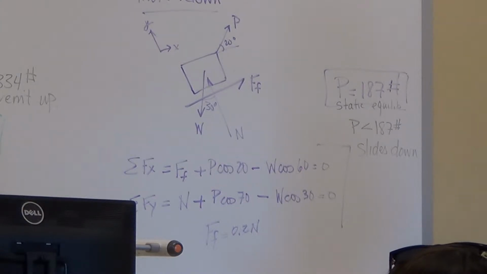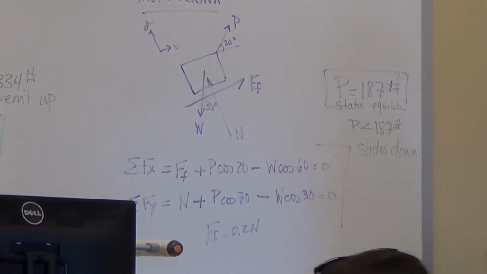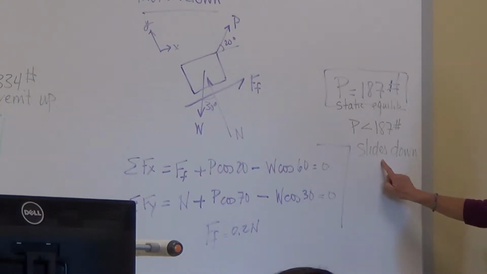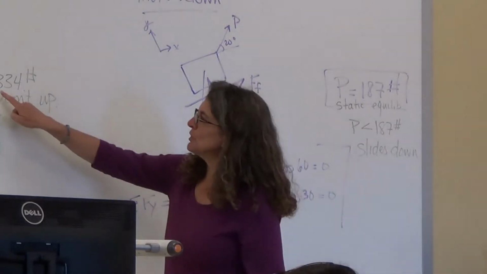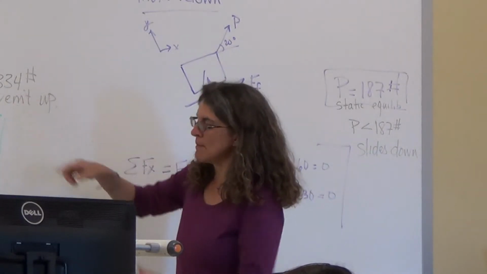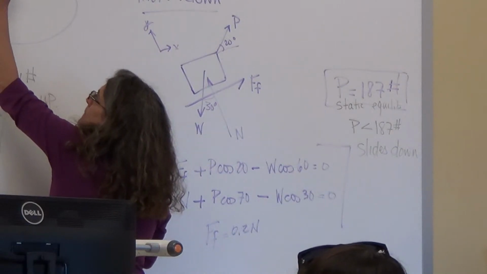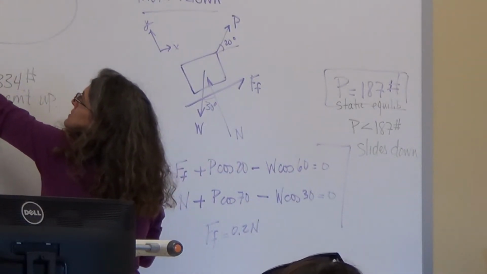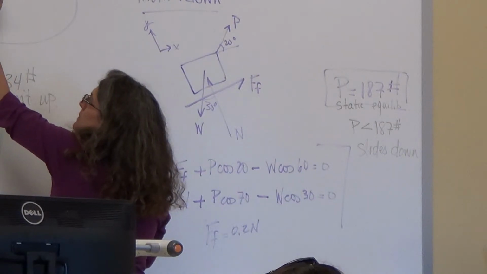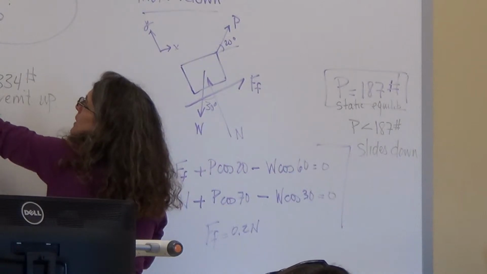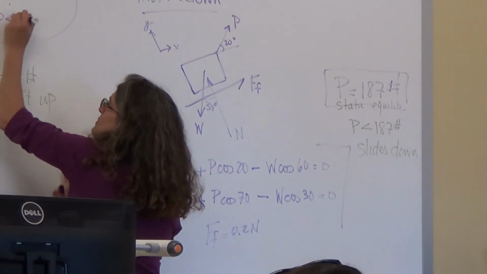Anything in between the two values. Right, anything in between. So if I apply a load less than 187, it slides down. If I apply a load greater than 334, it moves up. So our summary is that it's in static equilibrium as long as P is somewhere between these two values.